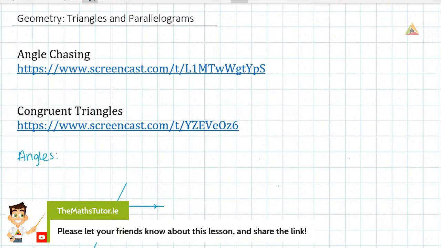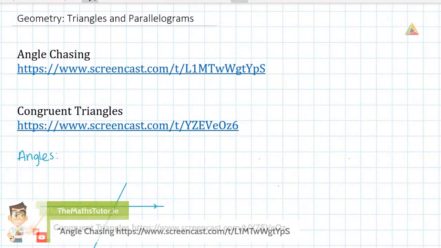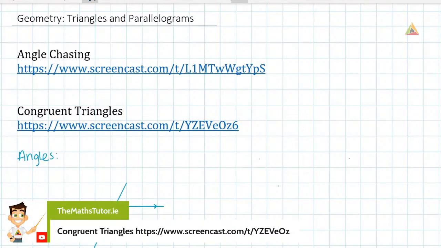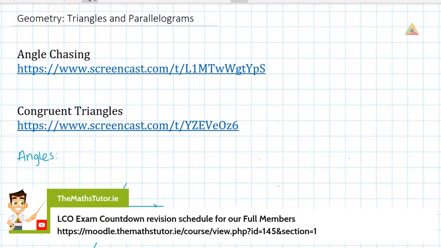So the first video this week is on angle chasing, so that's about working out the different sizes of angles and some of the rules that go with them. And the second video is on congruent triangles. Congruent triangles are triangles that are exactly the same, and this video explains how we can prove that triangles are exactly the same. So make sure to check out those videos after this lesson.